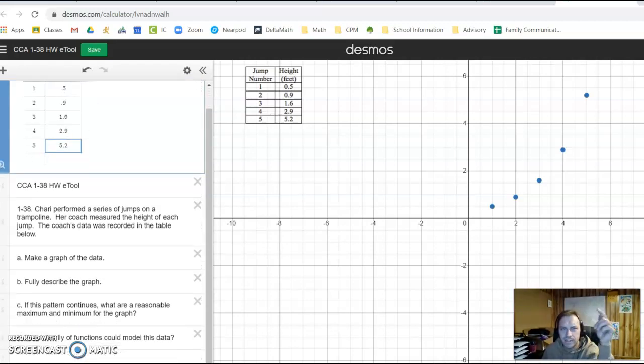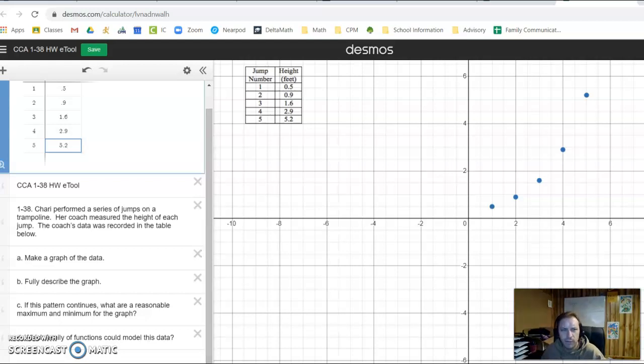If this pattern continues, it looks like the next jump would be like 10 feet or 12 feet. But that doesn't necessarily make sense to me, right? I don't know how high this person can get on the jump, but I know at jump 20, they're not going to jump 100 feet. It's not possible. So thinking about what are reasonable maximums and minimums, I might say a reasonable maximum is like 8-10 feet high. The minimum would be 0, right? If they just stand there, they're not jumping. So kind of a 0 to 10.